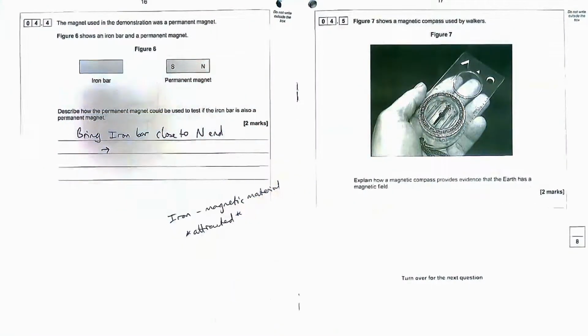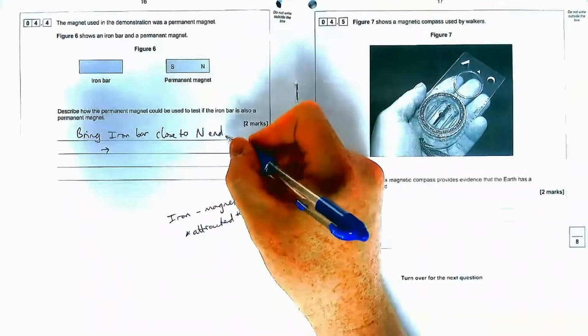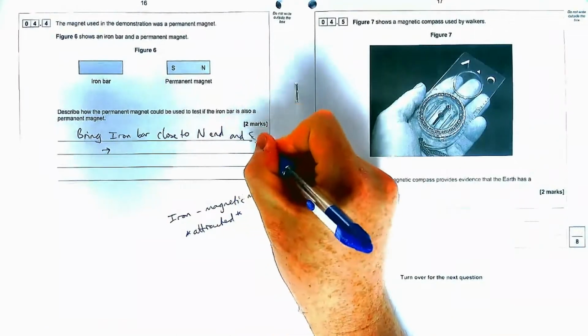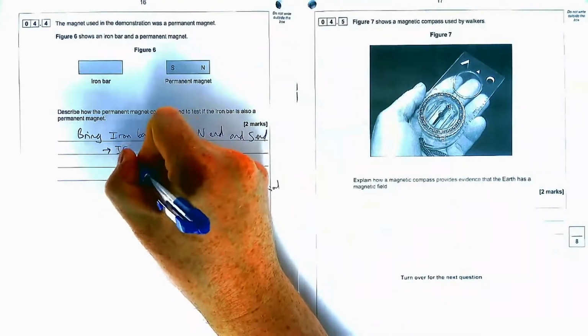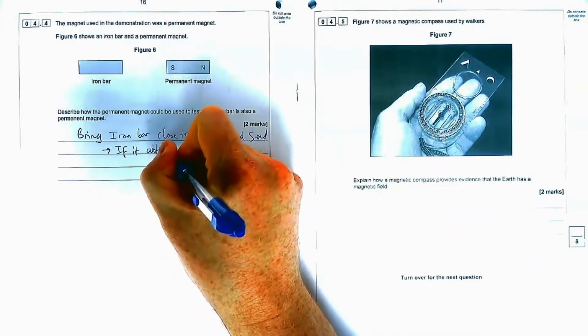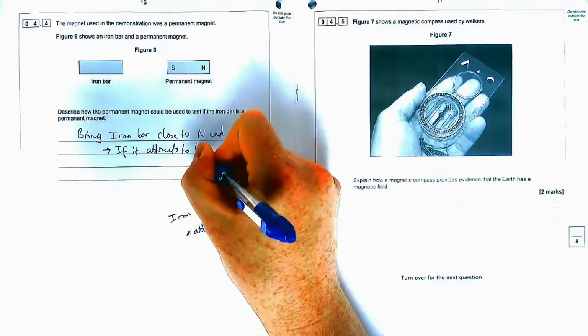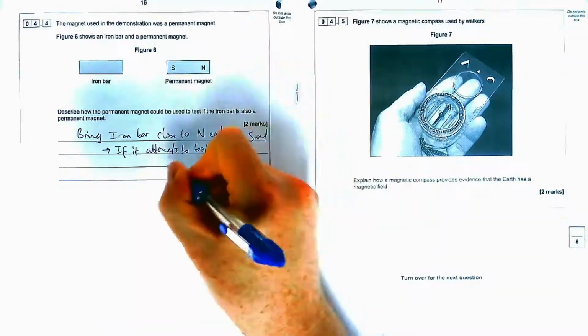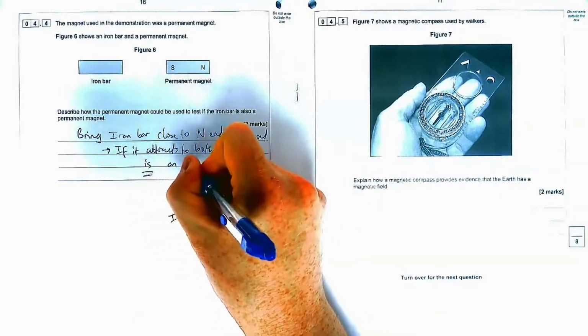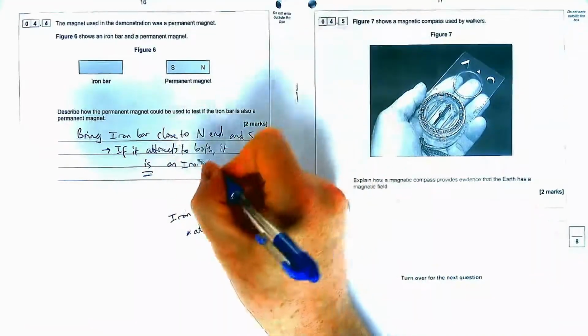if it attracts to both, it is an iron bar. If it repels, it is a permanent magnet.